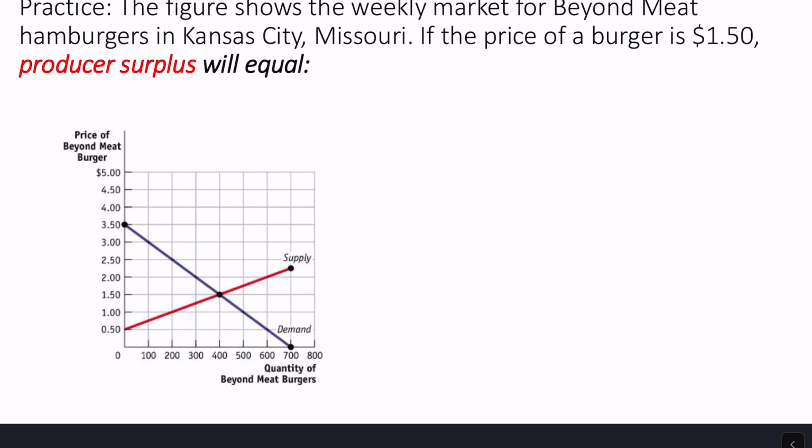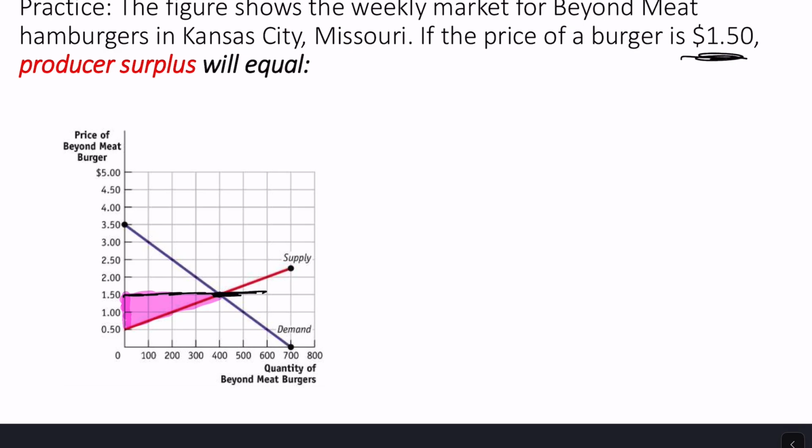Right, practice question, what you might see on an exam. Here's that same supply and demand curve for Beyond Meat. We have the price of Beyond Meat burgers on the y-axis, quantity on the x-axis. I'm asking you, if the price is $1.50, what will be the producer surplus for the entire market? So $1.50, let's take our price line over there. Here's our price. Using our definition of producer surplus, everything below the price line of $1.50 but above the supply curve, that's going to be that triangle area there.